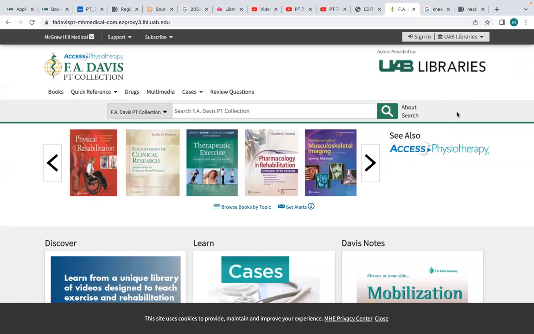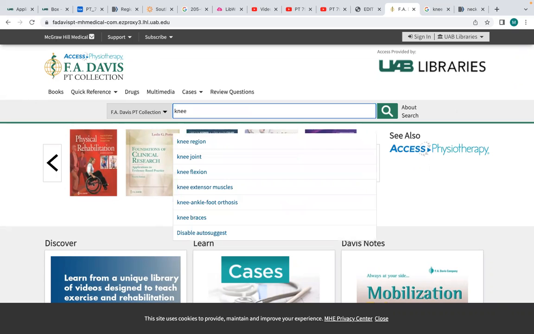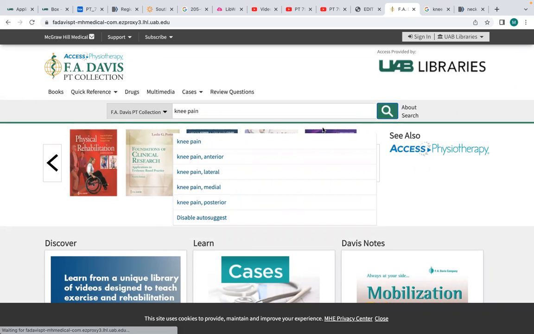When I'm trying to figure out what interventions to use, you have 3 options. You could ask your professor what interventions are available for the particular condition you're looking at, or you can choose to go to Access Physiotherapy, and you can type in whatever condition you're looking for. So knee pain, and you can click enter.